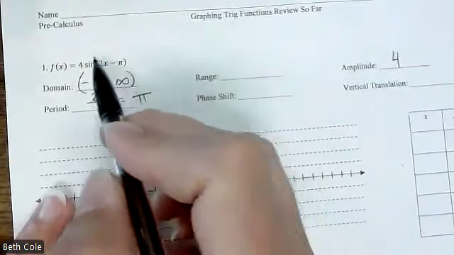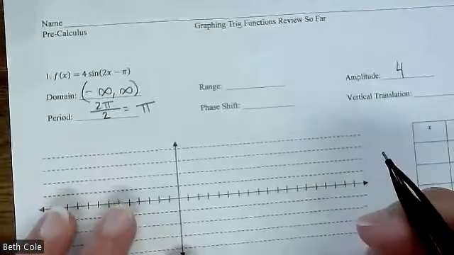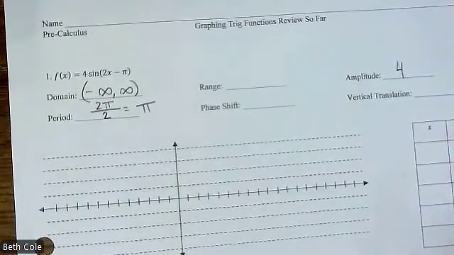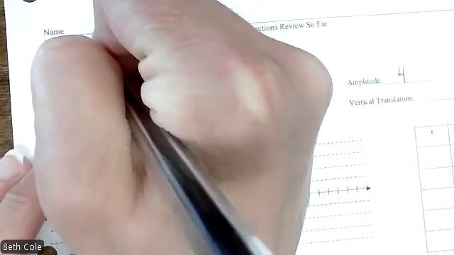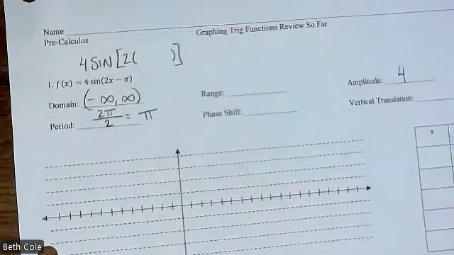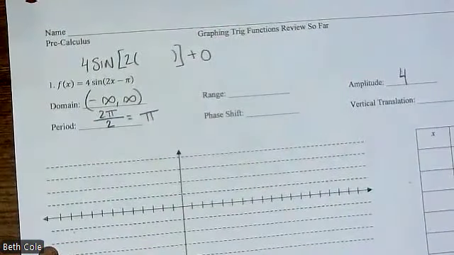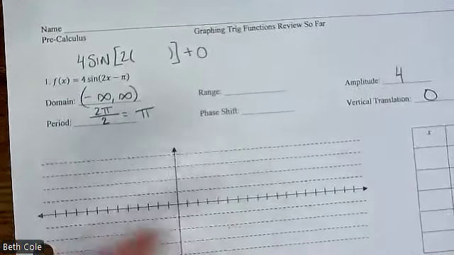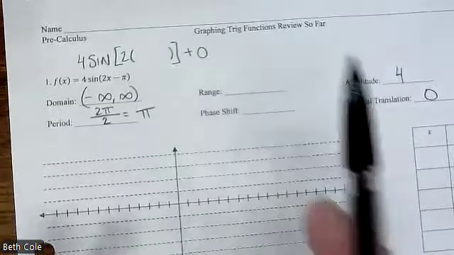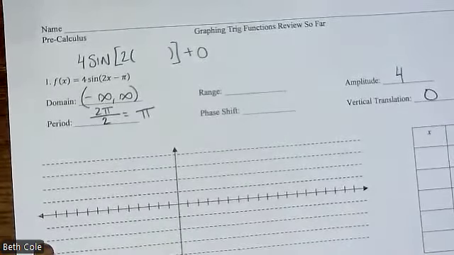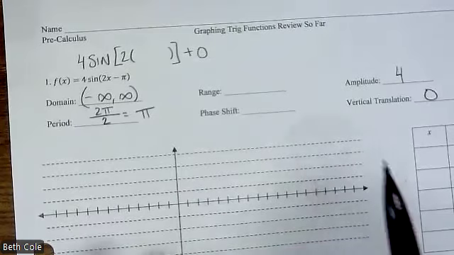Phase shift, you need to factor in order to get that. Now, if you're like, the factoring is hard for me, this is the only thing you won't be able to answer. All right. So it's going to look like this. It's going to be 4 sine, and then you're going to factor the 2 out. Also, if you want to put plus nothing at the end, that's your vertical translation, which is going to be nothing. You can put none or 0.